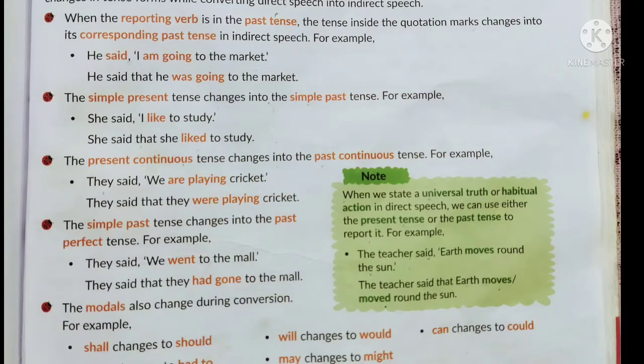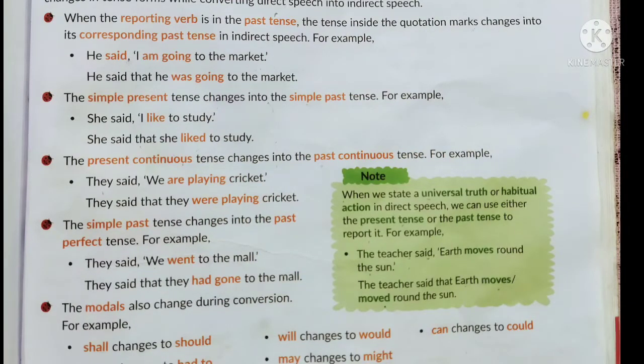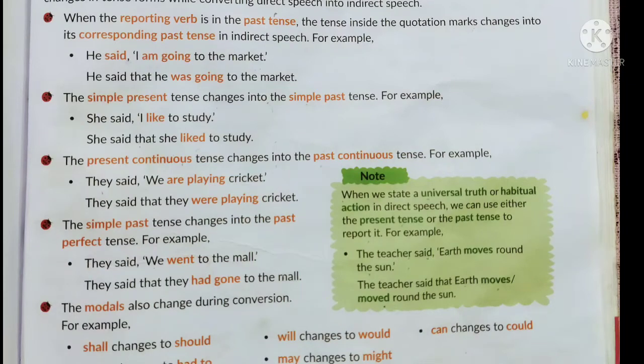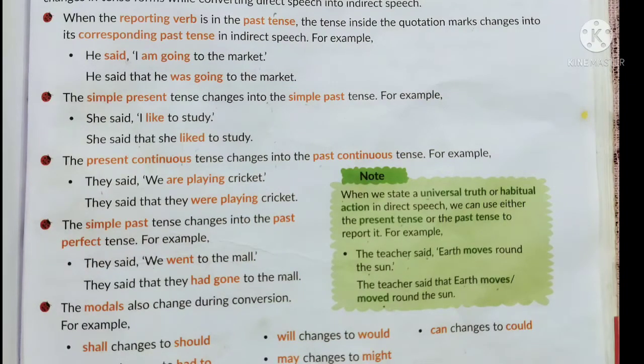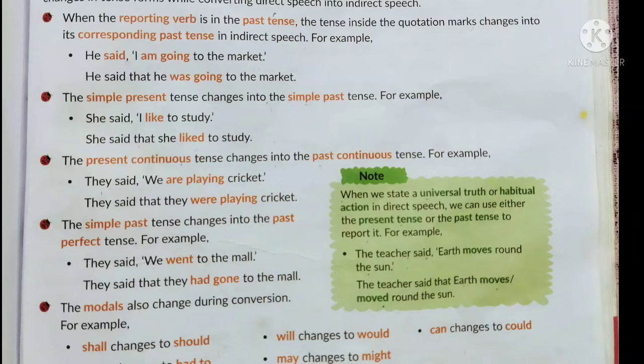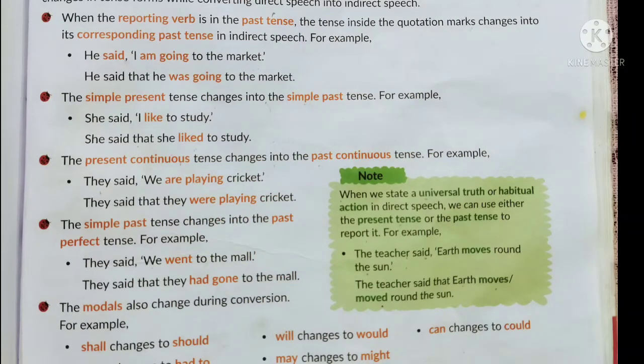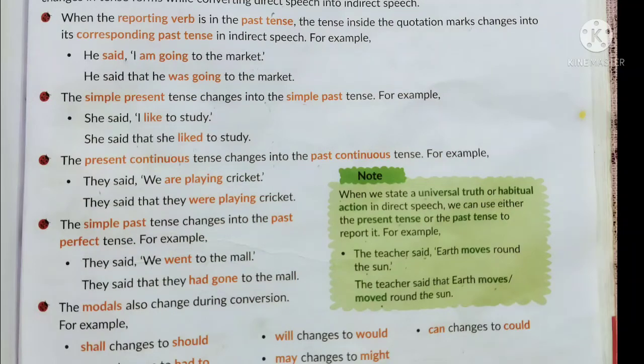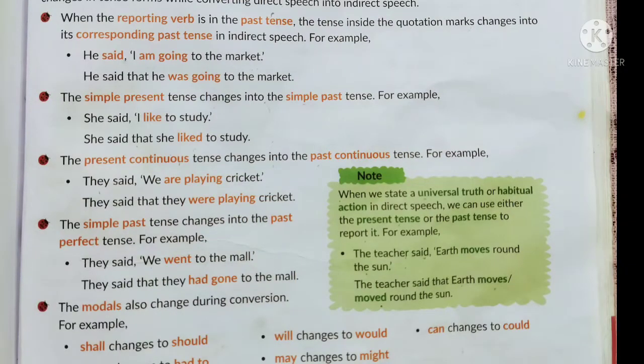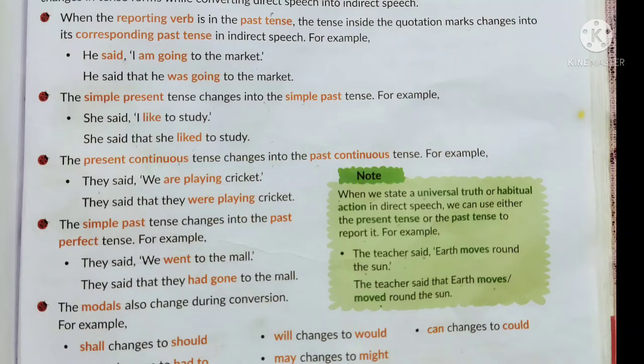In the other rule it is written, the simple present tense changes into the simple past tense. We had already studied that. Let us take an example again. She said, I like to study. How will you change it? You will change this as: she said that she liked to study.